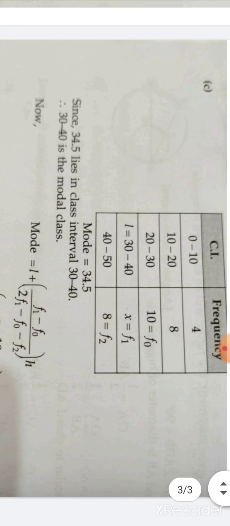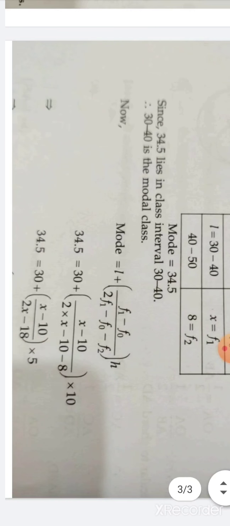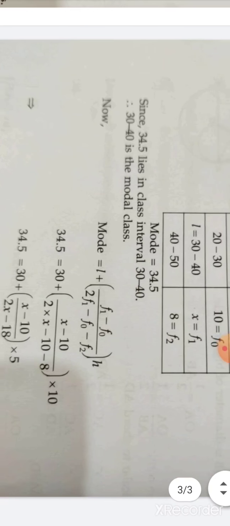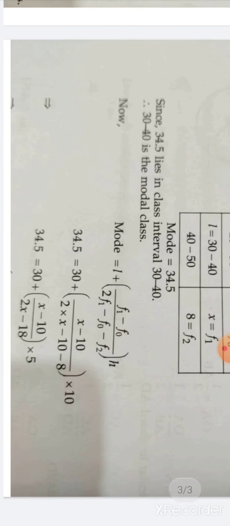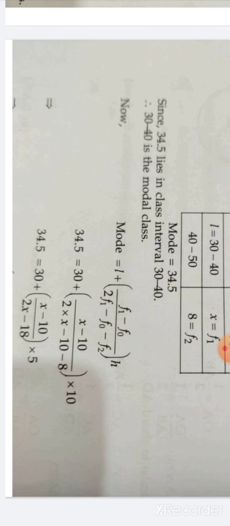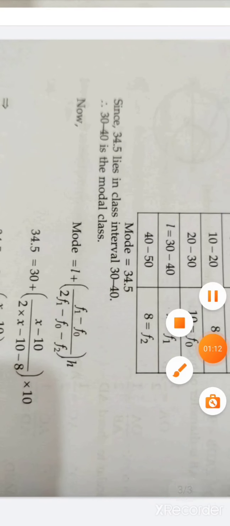Actually this is the formula of mode which is not there in syllabus, so we are omitting this part also and I will not explain it. If you want to see, you can see the calculation here they have shown, but this formula is not introduced in our ICSE board syllabus, so I am leaving this question also.